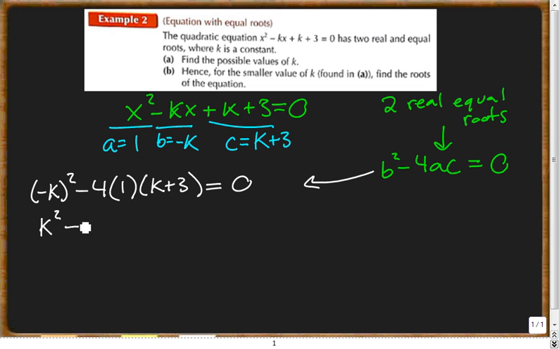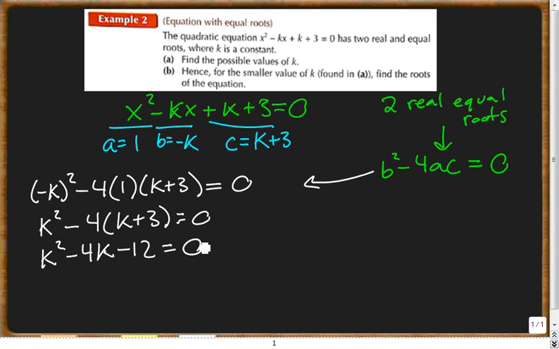So now we have 4 times 1 is 4, so we have 4 times k plus 3. We still need to simplify. We're going to have k squared minus 4 times k, which is 4k. The negative 4 times the positive 3 is going to make a negative 12, and that will equal 0.